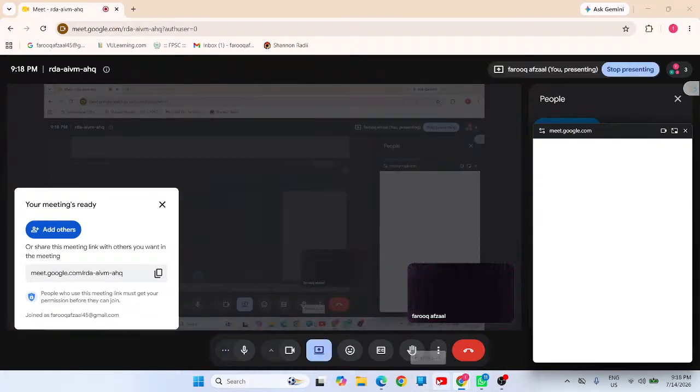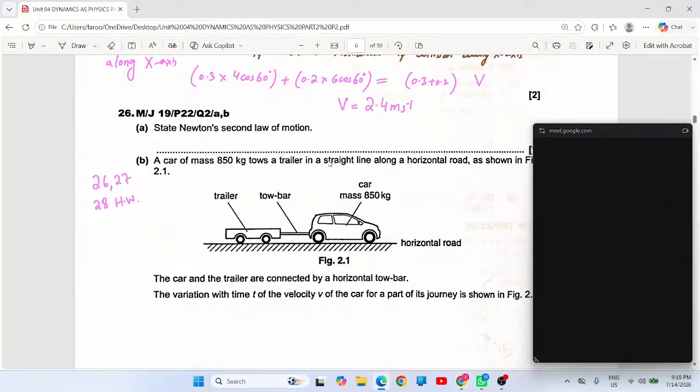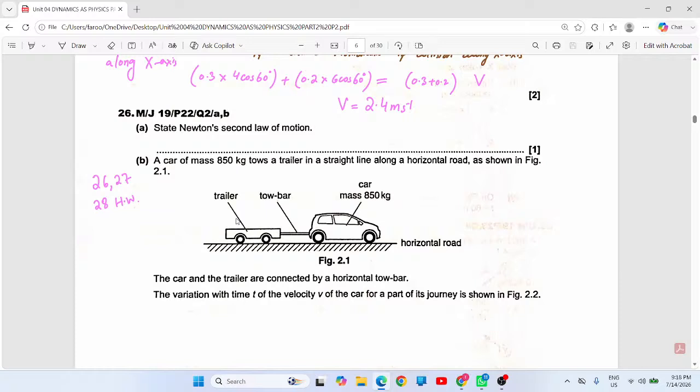Yes, it is being shared now. Next is question number 26, A part. State Newton's second law of motion. Resultant force is equal to the rate of change of momentum. Very good.